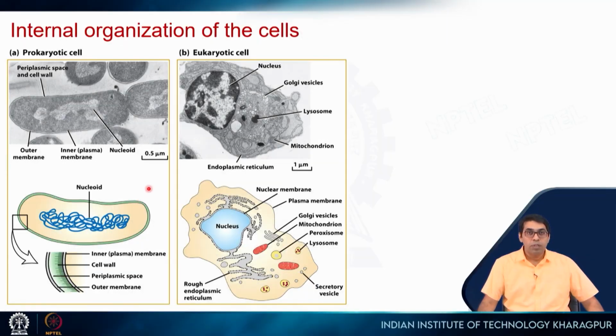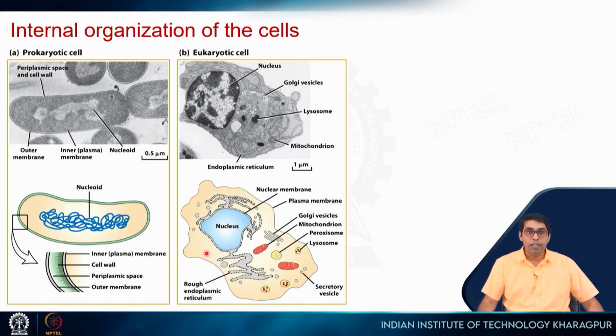So, the general architecture of these two cell types will be something like this. This is a bacterial cell. What we see here is the plasma membrane and there is a cell wall. So, if we zoom into this, we have an inner plasma membrane and then we have a cell wall, and then we have this periplasmic space, right, and then the outer membrane. We will talk about this in more detail in later lectures.